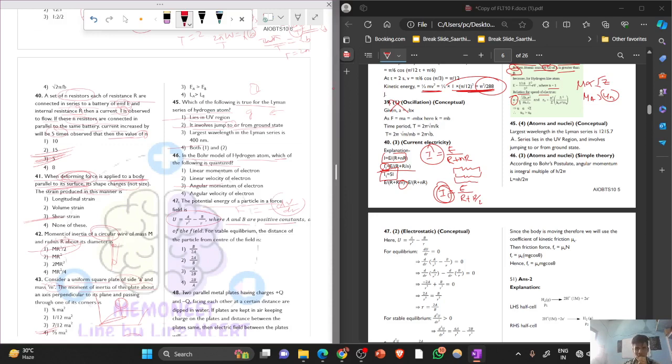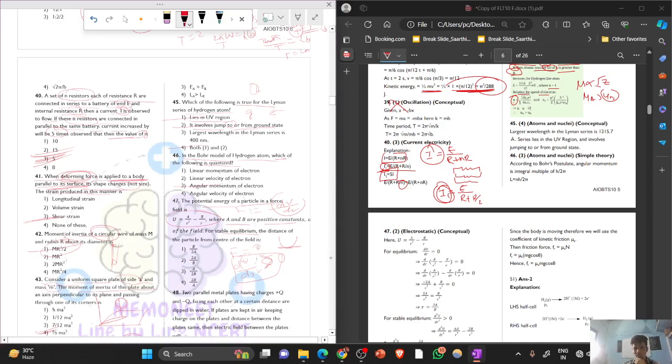Where A and B are positive constants. For a stable equilibrium, force is equal to 0 and d square U by dr square, the second derivative of potential energy, should be positive. The first derivative, force, is 0, and that point is a minima, and a minima occurs where the second derivative is greater than 0. This is a stable condition.